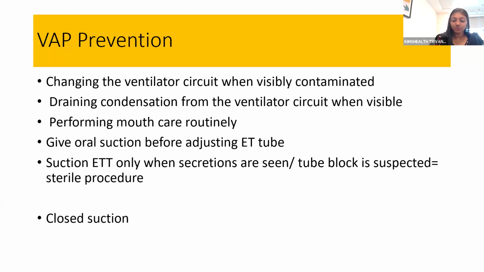Changing the ventilator circuit. The other practices to be followed for VAP prevention are changing the ventilator circuit when visibly contaminated, draining condensation from the ventilator circuit when visible, performing mouth care routinely, and giving oral suction before adjusting the endotracheal tube. Suction the endotracheal tube only when secretions are seen or tube block is suspected. In sterile procedure, closed suction has been shown to decrease the risk of VAP.